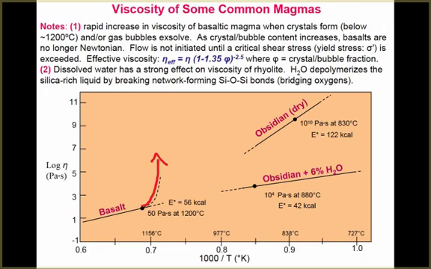And we see in comparison a rhyolitic obsidian lava, either one of these curves, is more viscous than the basalt. And the difference between these two obsidian curves is one is dry and one has 6% water in it. And you see that the viscosity is lower in the rhyolitic lava that has 6% water. So that's the water effect.